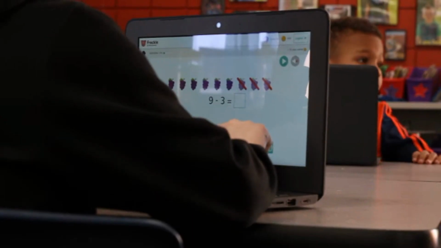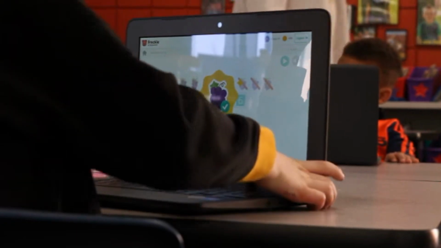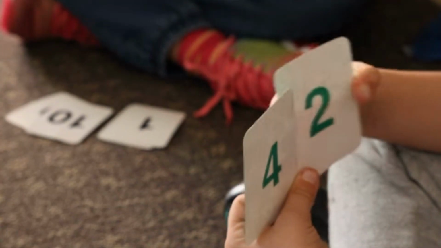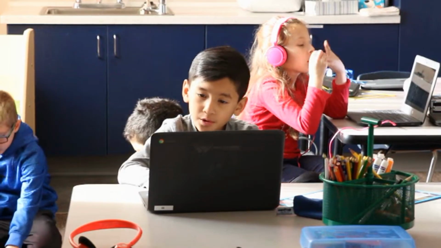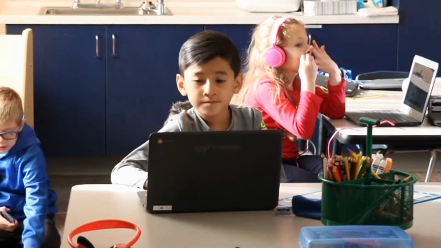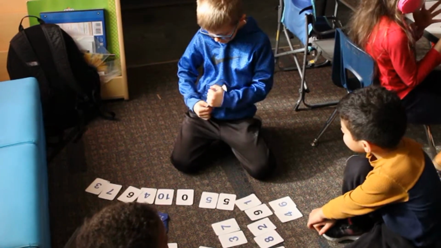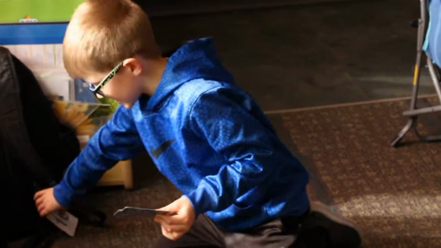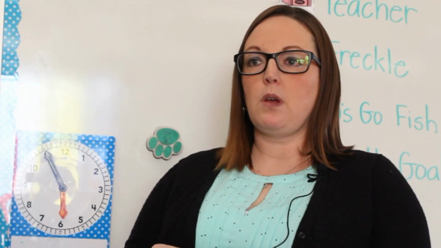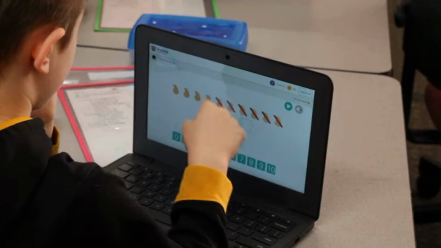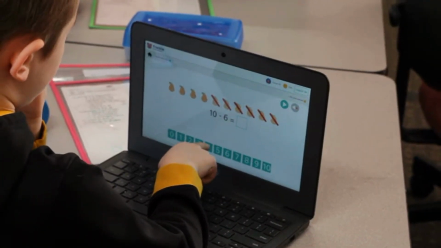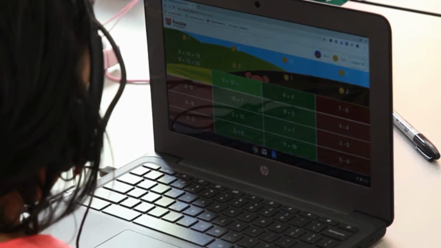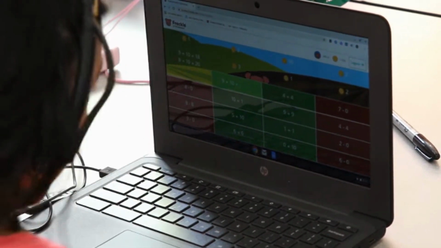So while I'm teaching my small groups, I have math rotations going in the classroom. They vary from day to day. Today they were doing Tens Go Fish with their math group, which are kids who are paired together at the same ability level. They were doing Freckle on the computer, on the Chromebook. They can also do Freckle on the iPad.